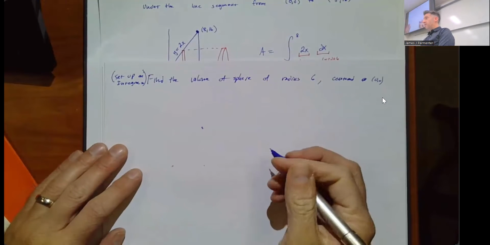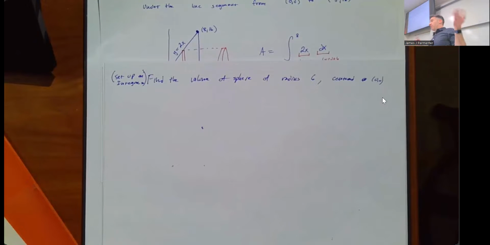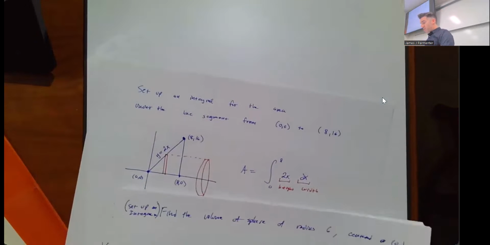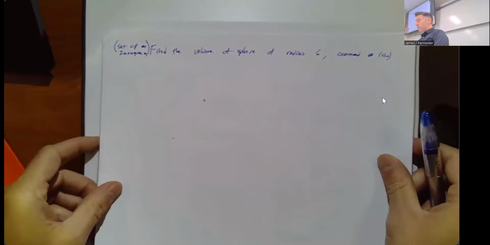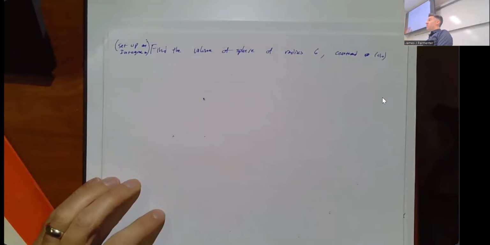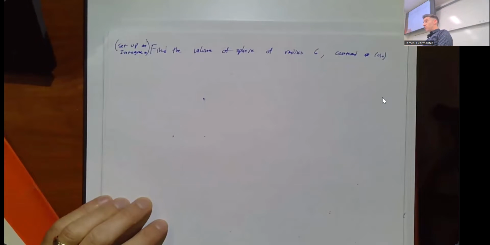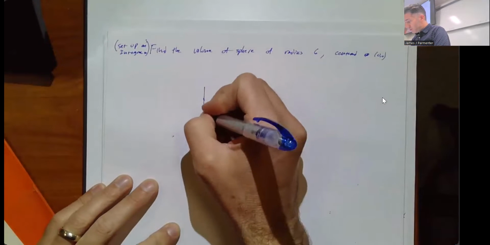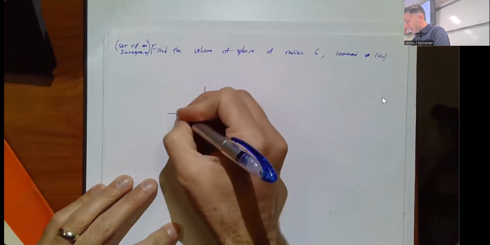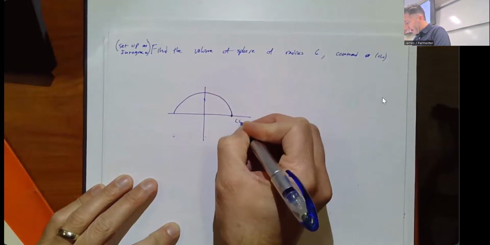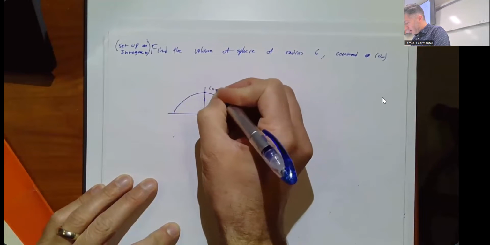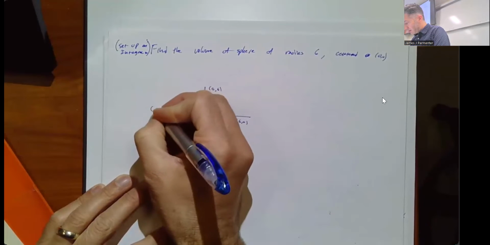So here's the idea. We're not going to start with a sphere, just like we didn't start with a cone previously. To get a cone, we started with a triangle and we revolved it around the x-axis. To get a sphere, we're going to start with not a circle, but a semicircle. We're going to start with a circle of radius 6, and we're going to revolve that around the x-axis.